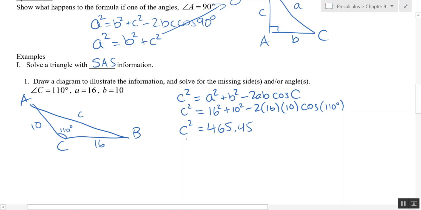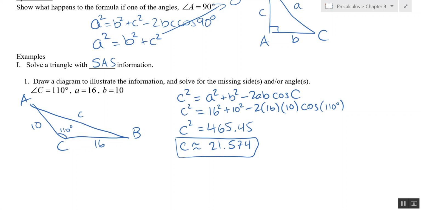Square root both sides, we get c is approximately equal to 21.574. And notice it's not plus or minus. c is a positive length, so we're going to leave it as only a positive number here. So we found side c.